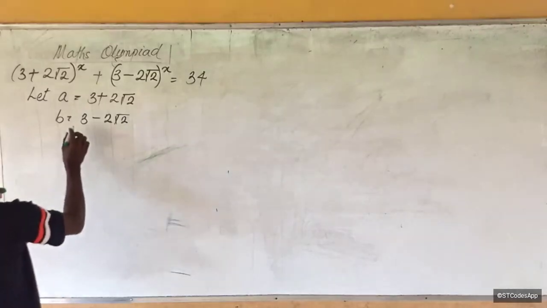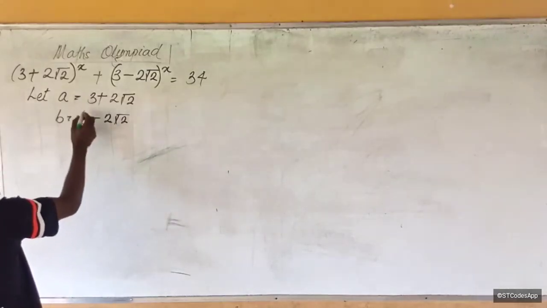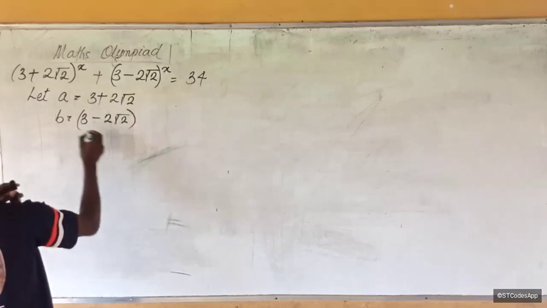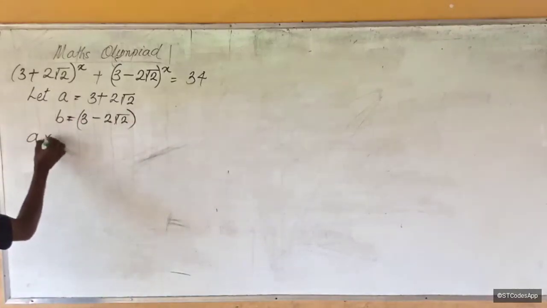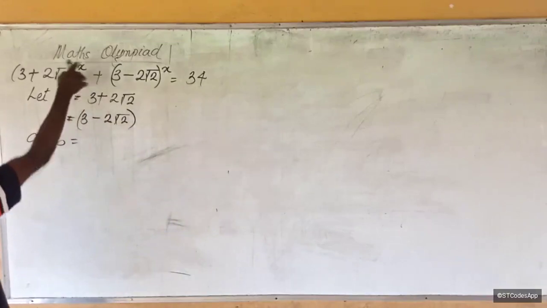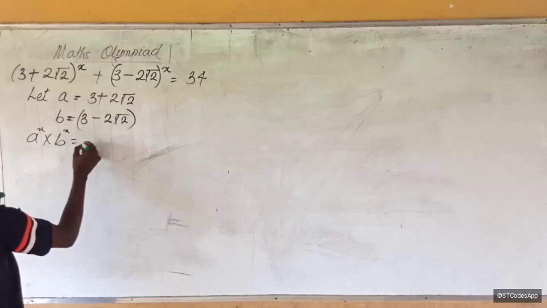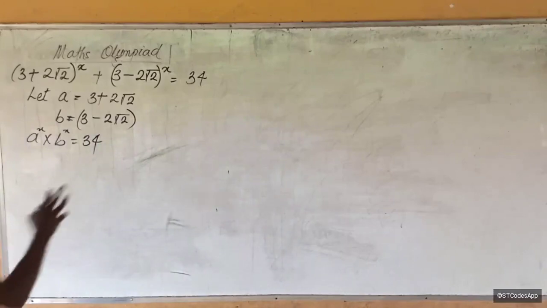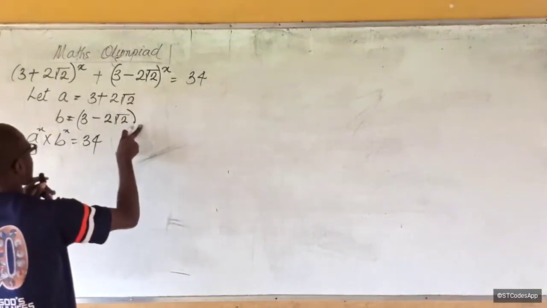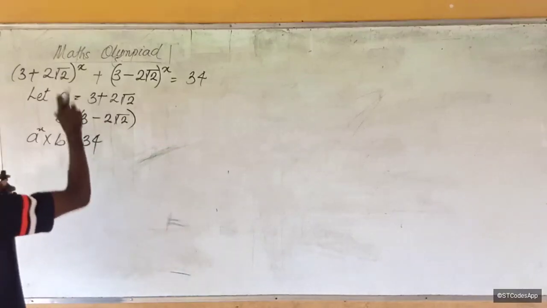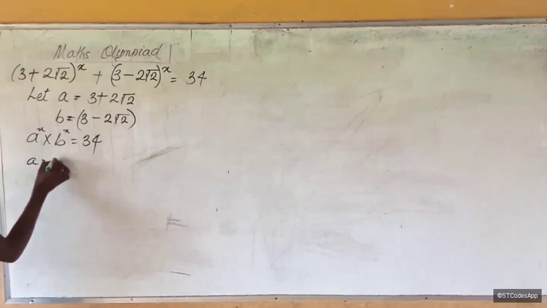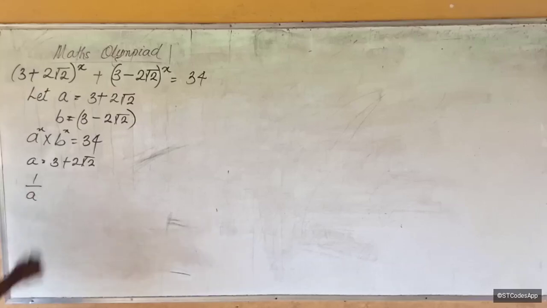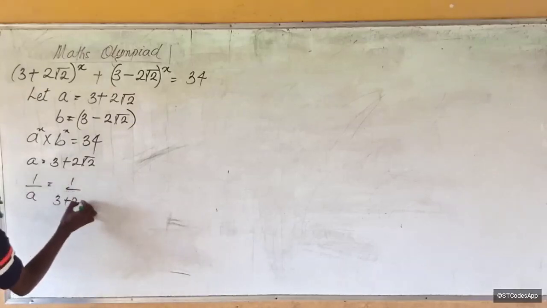Let me see. So if A is this, then A raised to the power x times B raised to the power x is equal to what? 34, okay? So one thing I want you to see is that being binomial conjugates, there is a possibility that, let's do something here. Since A is 3 plus 2 root 2, how about we take 1 over A? So that becomes 1 over 3 plus 2 root 2.